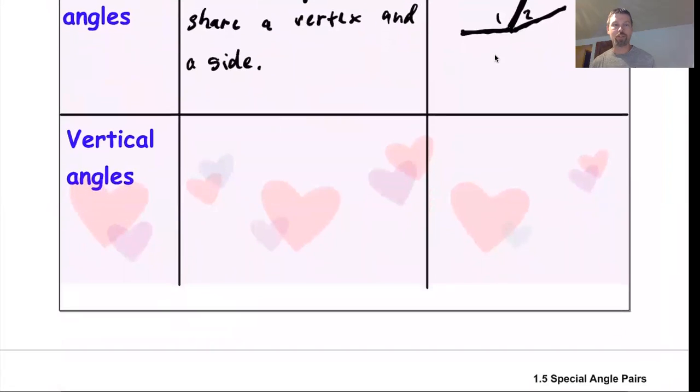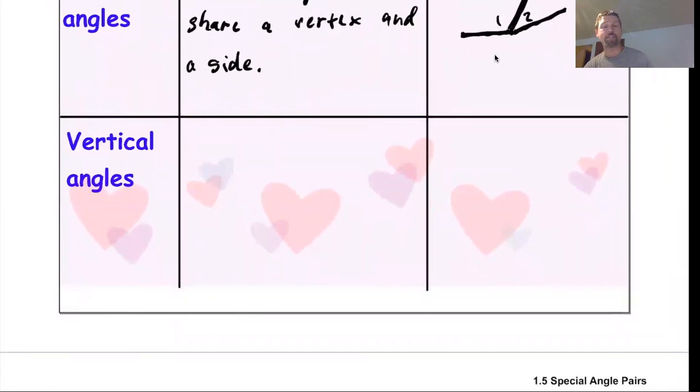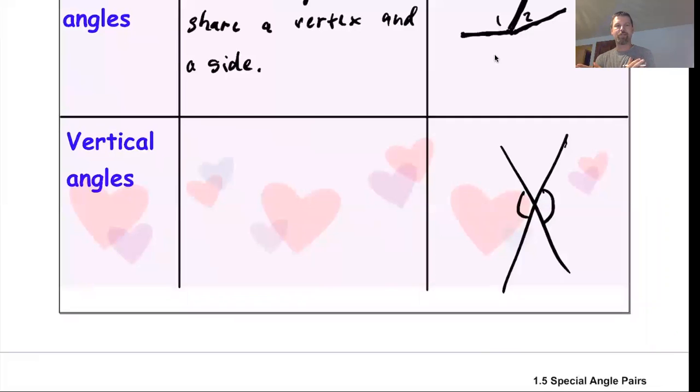Vertical angles. Vertical angles are very important ones. Those are stressed in geometry a lot, so you should definitely know what vertical angles are. Vertical angles, I'm going to do the example first. Vertical angles would be like these two. Vertical angles are when two lines intersect. Vertical angles are the angles across from each other. Turns out that they are congruent.